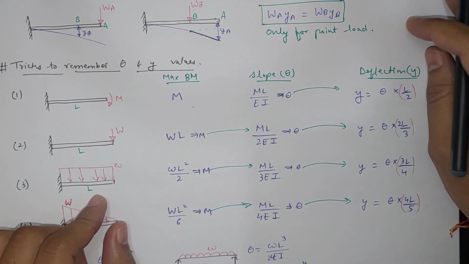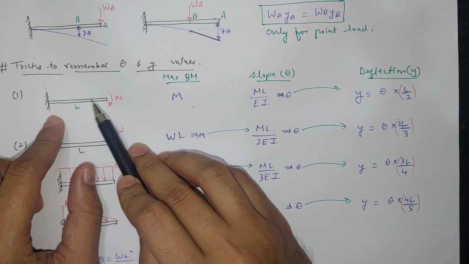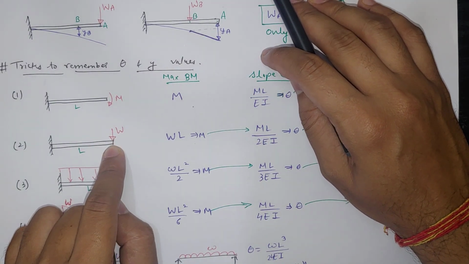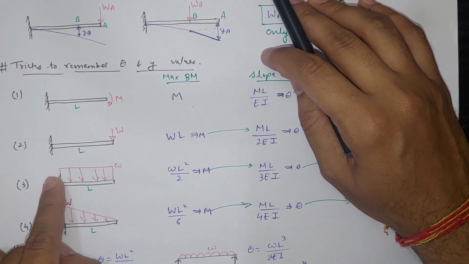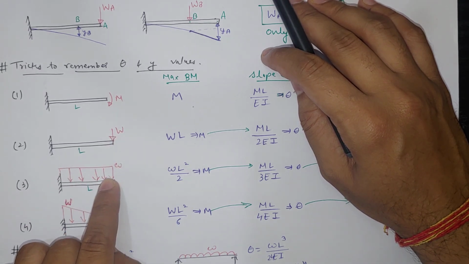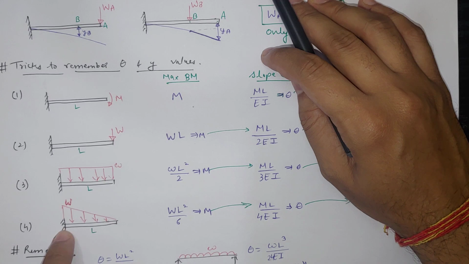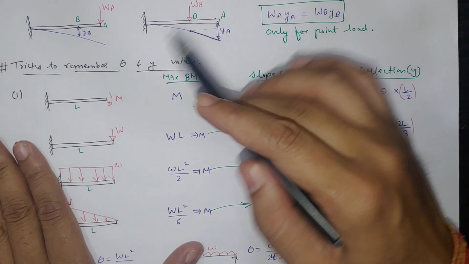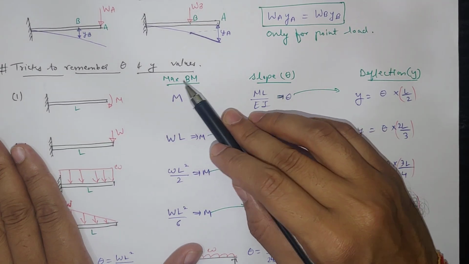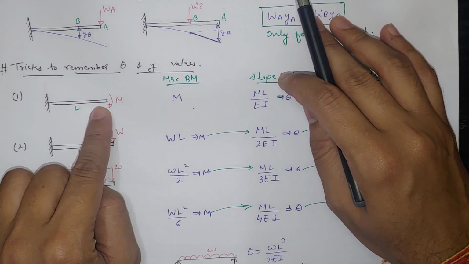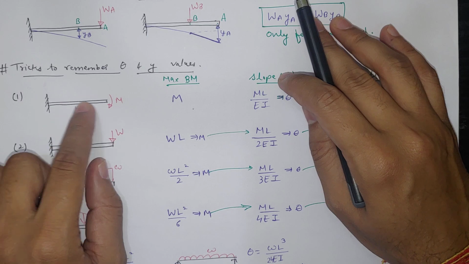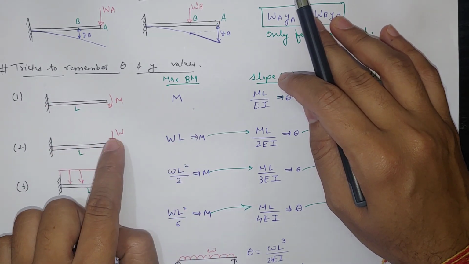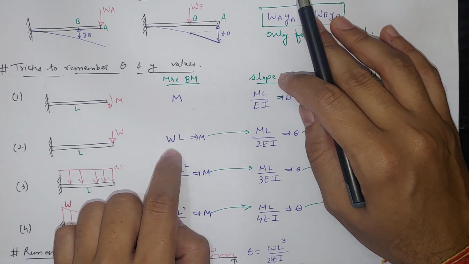So if you see, here I am applying a pure moment, here I am applying a point load at the end. Here I am applying a uniform load which is small w, Newton per meter, and here a uniformly varying load where W is the maximum load. Now for these four conditions, if we calculate the maximum bending moment, here M over the entire length, if you find the maximum bending moment from the bending moment diagram, you will get M. In this particular location, W into L will be the maximum bending moment.